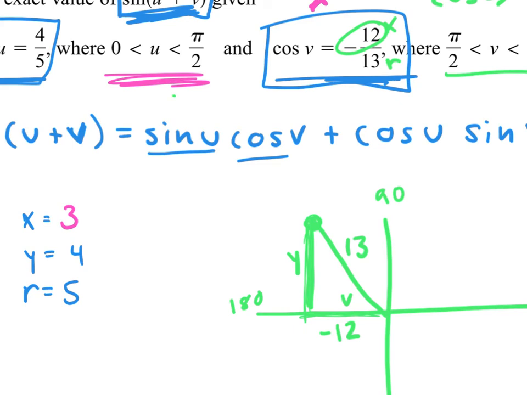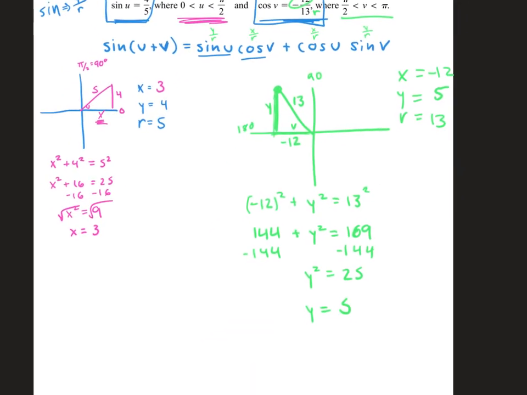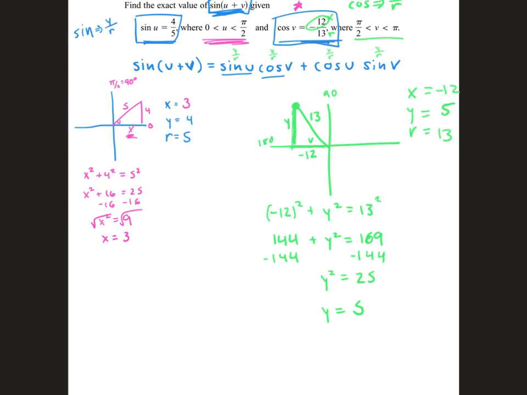Sine, we said, was y over r. Cosine is x over r. So now let's plug everything in. This triangle here was our first one that we did with sine of u. So this is our u. That's what we look at when we're looking for u. And then this one here is our v. So we need to look at this one when we're looking for v.